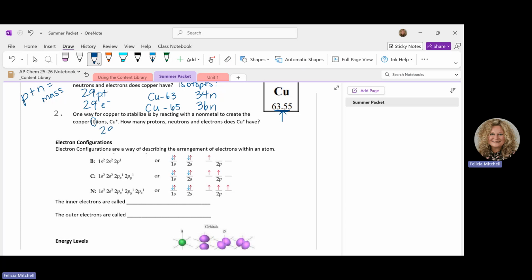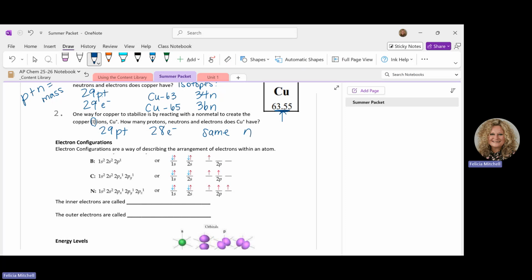So he would still have 29 protons. The protons don't change just because you bond with somebody, but now he would have 28 electrons. Why? He gave 1 away to take a 1+ charge, and whatever his neutron number would be, it would be the same. You don't move around neutrons.